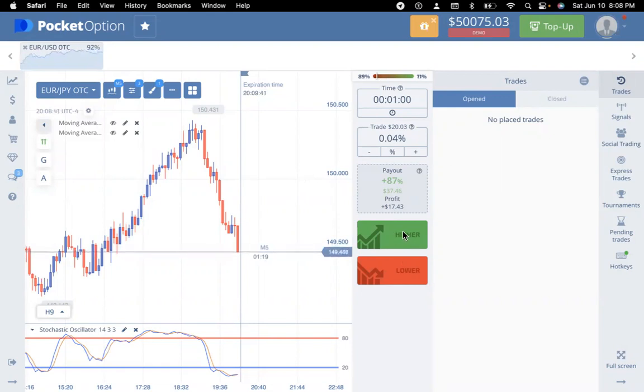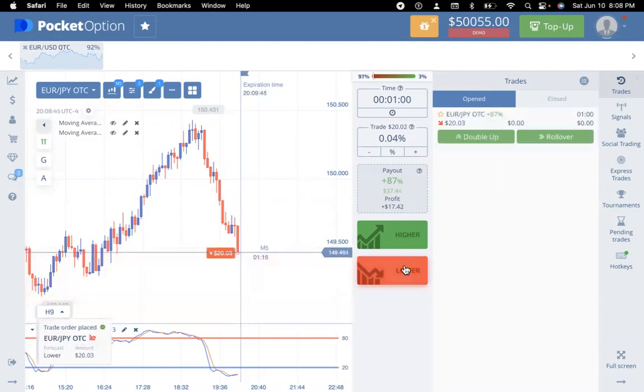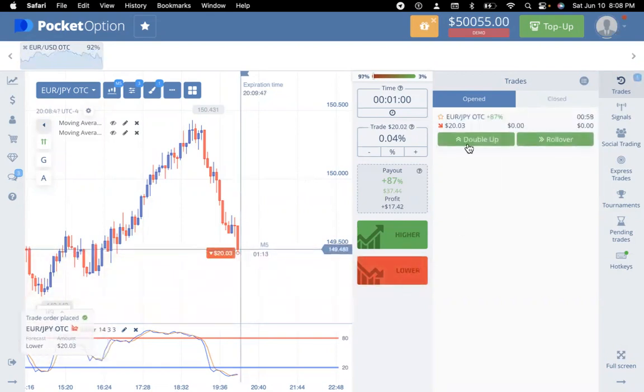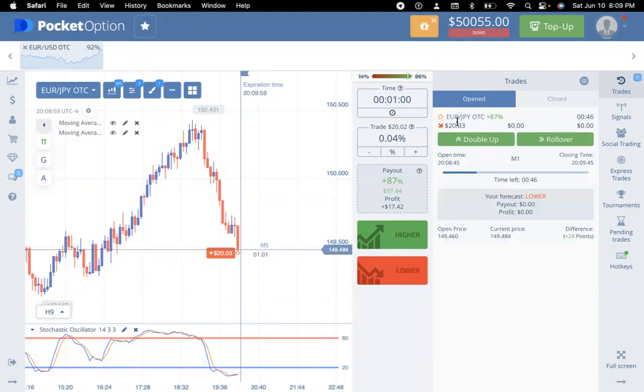So the green button is for buyers and the red button is for sellers. I'm going to click the red button, right? So once I click this button, you can see that my account balance went from $50,075 to $50,055 because my $20 has been entered into the trade.